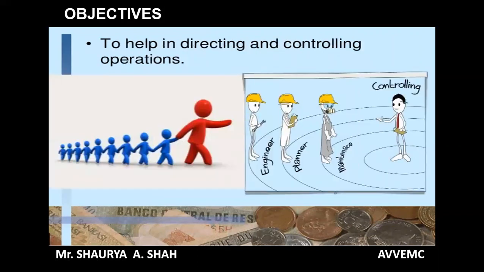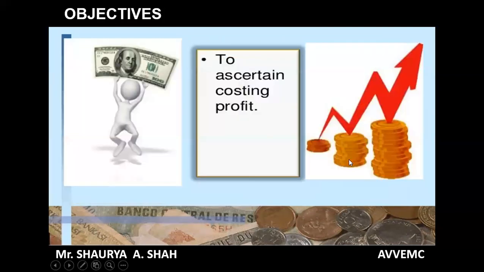The next objective, to help in directing and controlling operations. In order to help the directing and controlling, various employees are working, various workers are working, the product is manufactured. So for that, engineers, planners, maintenance department, all are to be controlled. So all this is facilitated by cost accounting.